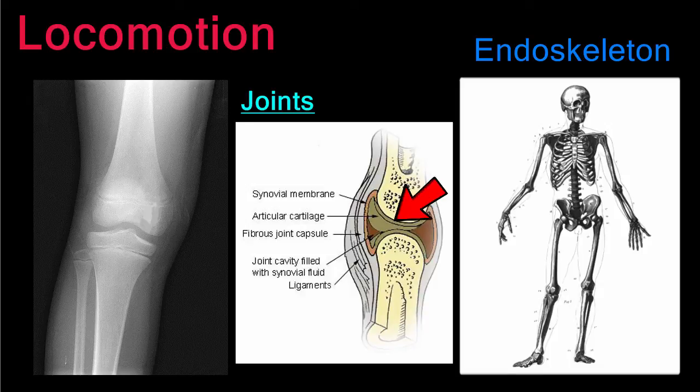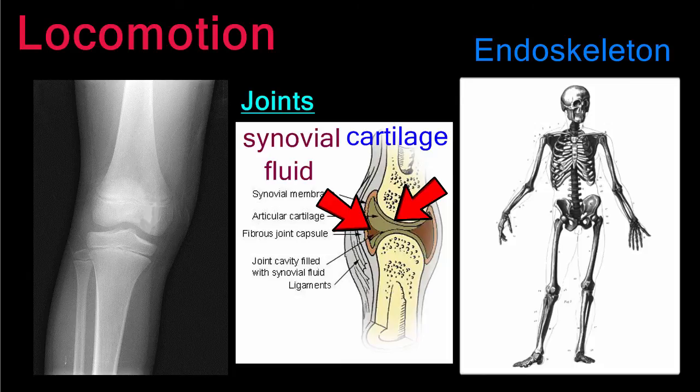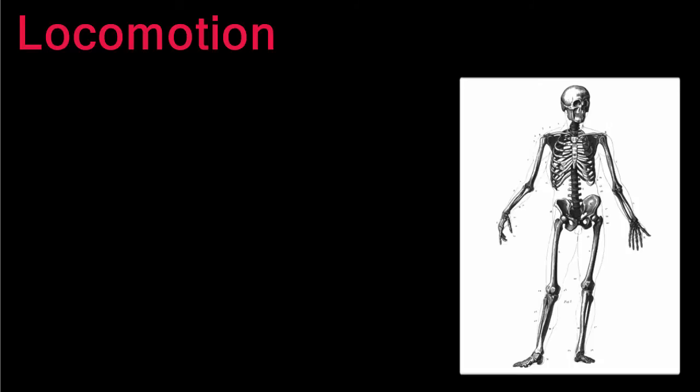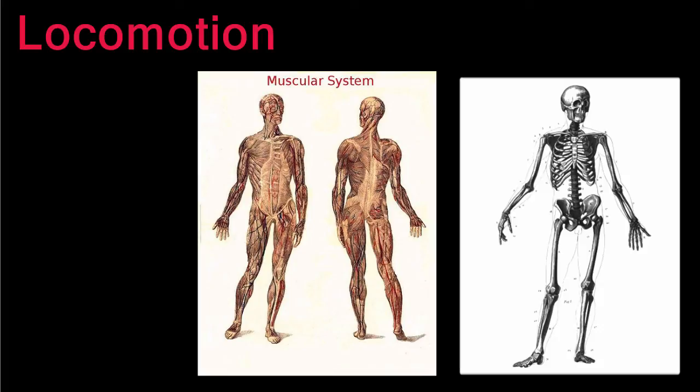Joints are cushioned by a softer, flexible material called cartilage and lubricated by a fluid called synovial fluid. Tough bands of tissue called ligaments hold the bones of a joint together. Locomotion would not be possible in humans without the bones, ligaments, and joints of the skeletal system and the cooperation of the muscular system, which you will learn about in the next lesson.